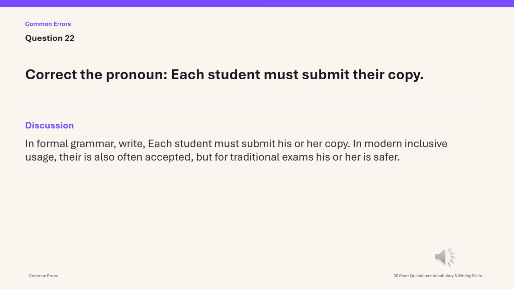Let me explain. In traditional grammar, each student is singular. So the formal correction is: each student must submit his or her copy. However, in modern English, singular they, their is also accepted in many contexts, but for traditional grammar exams, his or her is considered to be the correct answer. Remember, pronouns should agree with the noun that they are referring to.